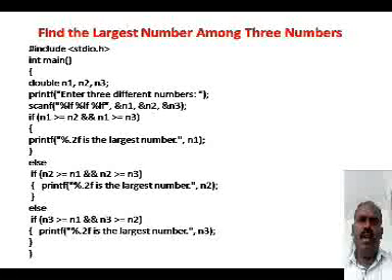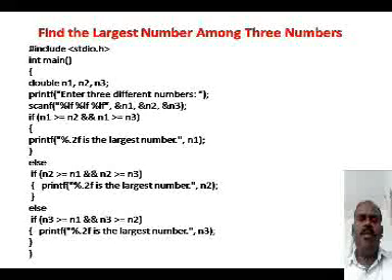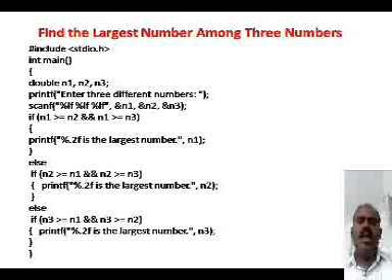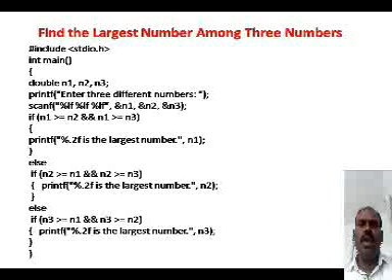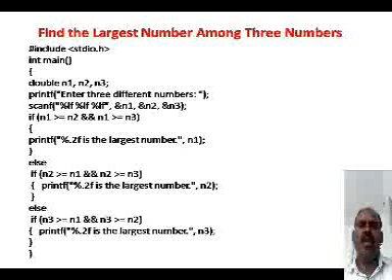After that, the if command. The if command is executed if the condition in between the brackets is true. Otherwise, it comes out. In this, the first if command checks if n1 is greater than both n2 and n3. If n1 is greater, then the next printf command will execute: the largest number is n1.